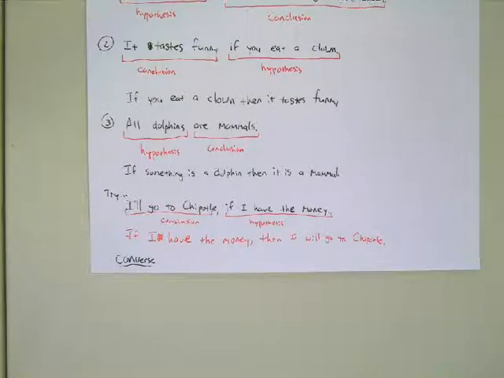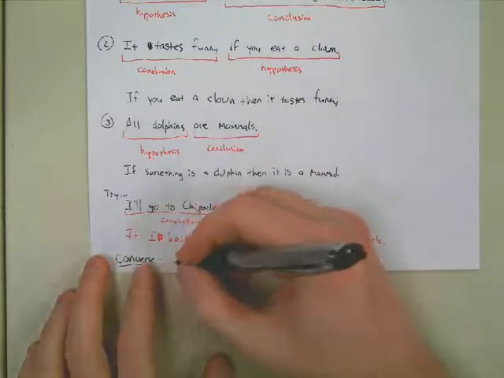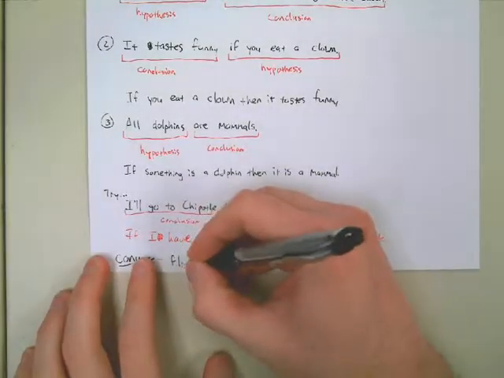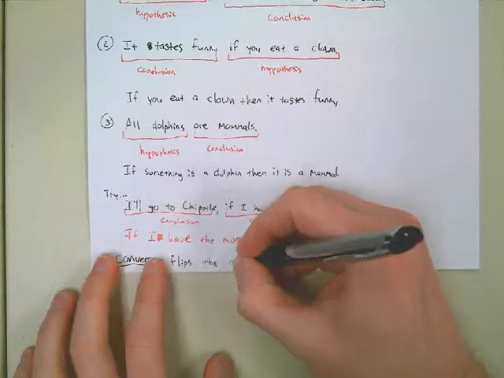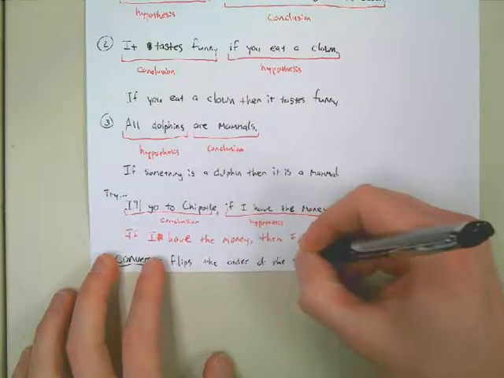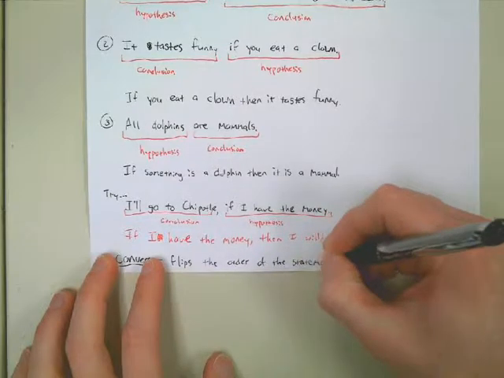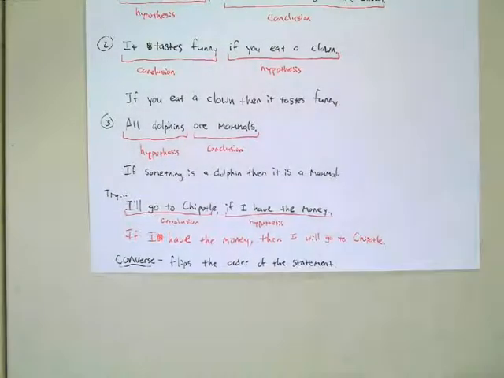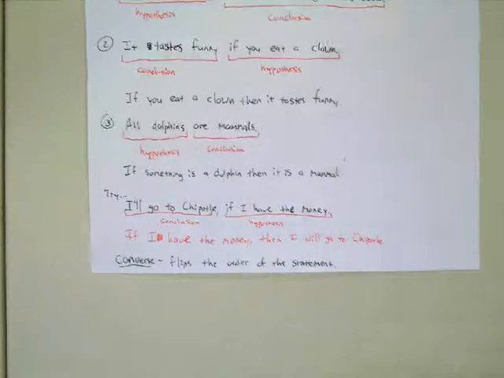Just because the original statement's true doesn't necessarily mean the converse is true. They're kind of separate things. Sometimes they will be true, sometimes they will not be true, okay? So, the converse flips the order of the statement. Okay? That's the only thing we're going to do with that, and we'll see those later on, okay? I'm not going to test you on them necessarily, but we'll see those later on.